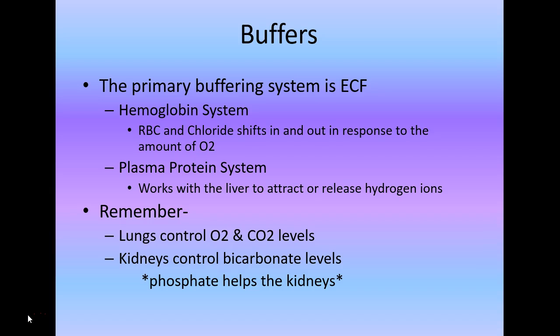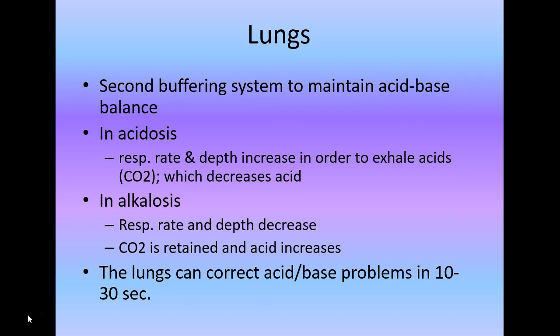The primary buffering system is extracellular fluid. This is the hemoglobin system: red blood cells and chloride shift in and out in response to the amount of O2. The plasma protein system works with the liver to attract or release hydrogen ions. So remember, the lungs control the O2 and CO2 levels, the kidneys control bicarbonate levels, and phosphate helps the kidneys. So keep that in mind.